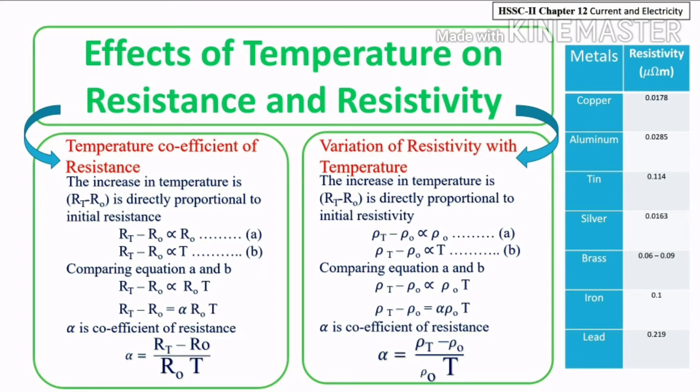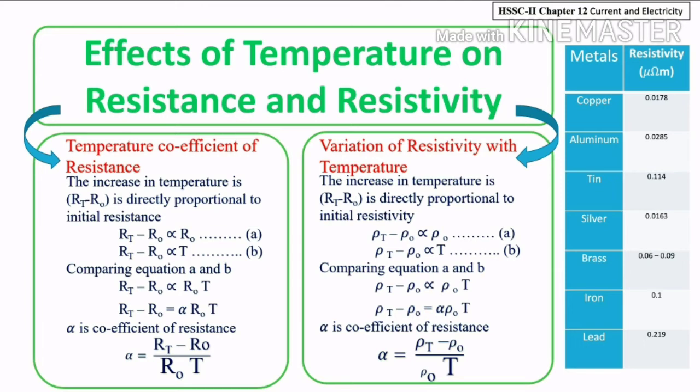By comparing these equations, RT minus R naught is directly proportional to the initial resistance R naught, and RT minus R naught is directly proportional to T. So RT minus R naught is directly proportional to R naught T, and this equation becomes RT minus R naught is equal to alpha R naught T. Alpha is the temperature coefficient of resistance, so alpha is equal to RT minus R naught, and R naught T is divided on the other side. So this equation becomes alpha is equal to RT minus R naught over R naught T.